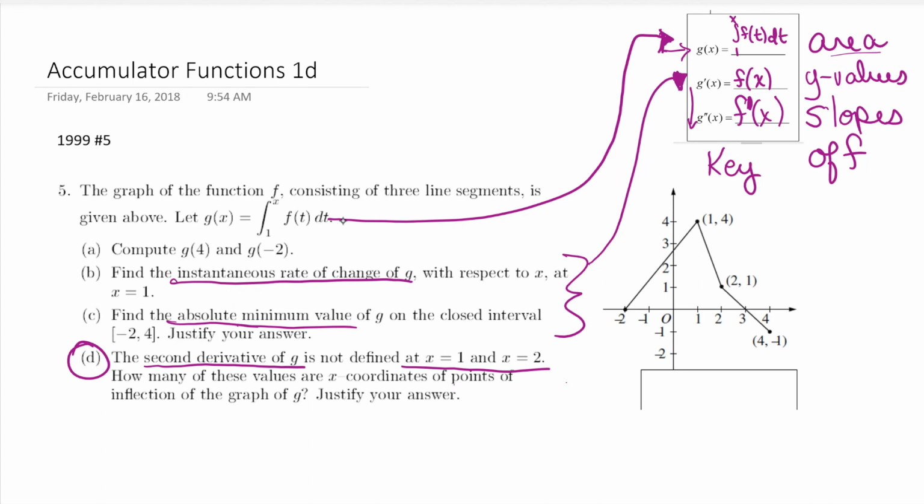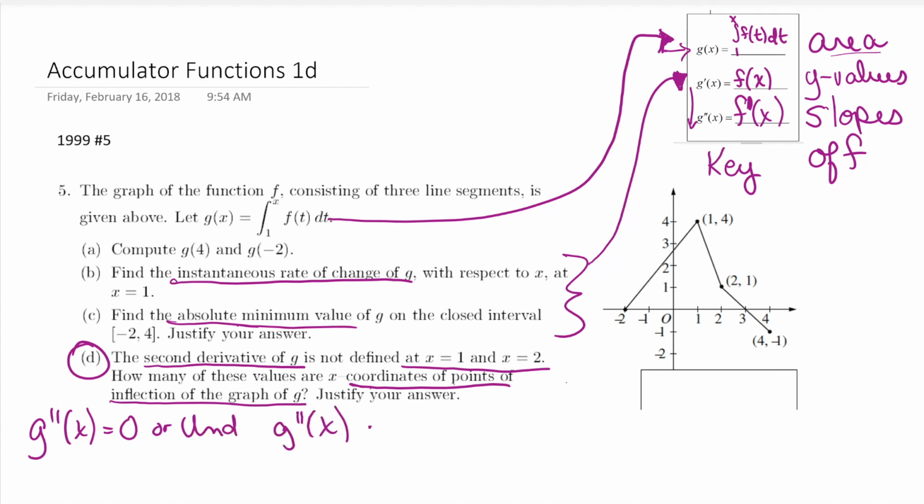Okay? So in D, it says that we want to look at these 2 points, at 1 and 2. And it says, of these values, which are coordinates of points of inflection of G. So the first thing we need to do is write down what does that mean for G to have a point of inflection. That means that G double prime would either be 0 or undefined, and that G double prime would change signs.